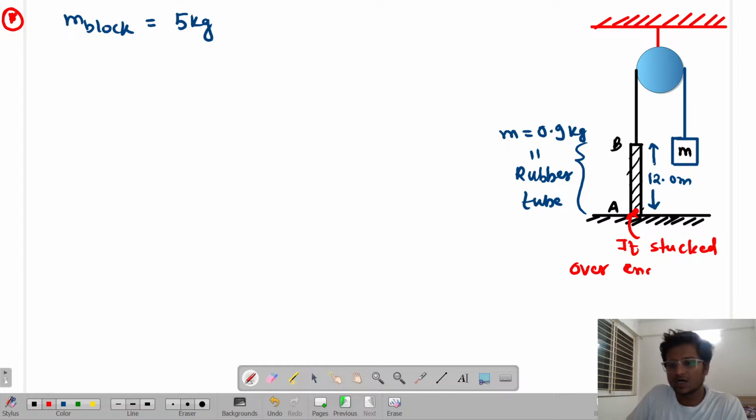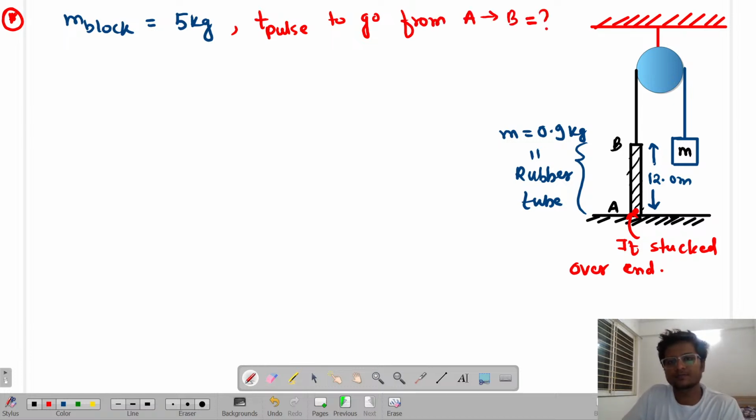Then find the time taken by the pulse to go from point A to point B. Tell me fast. What will that be? Easy peasy. Too much easy.